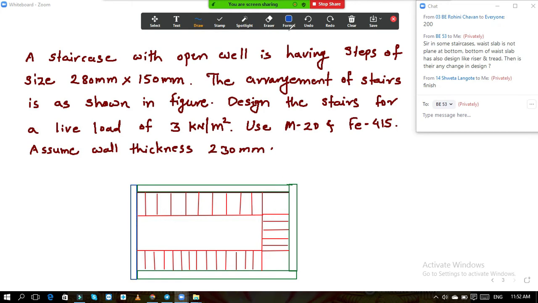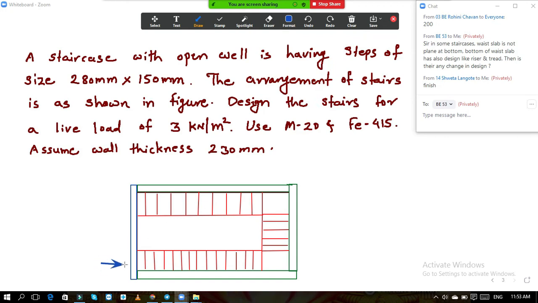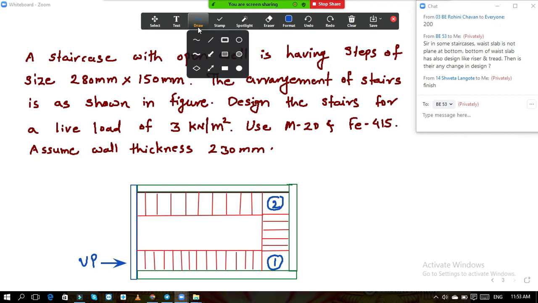Now this is the open well staircase. This is your landing one, if you are going up from this side. So if you are going up from this side, this is your up. Then this is your landing number one, and this is your landing number two, and then you will go to the next floor. So this is the given diagram to you, and in the diagram itself all the dimensions are given. So I will write the dimensions over here.